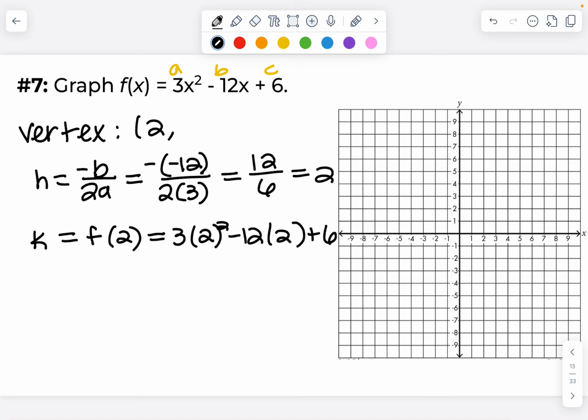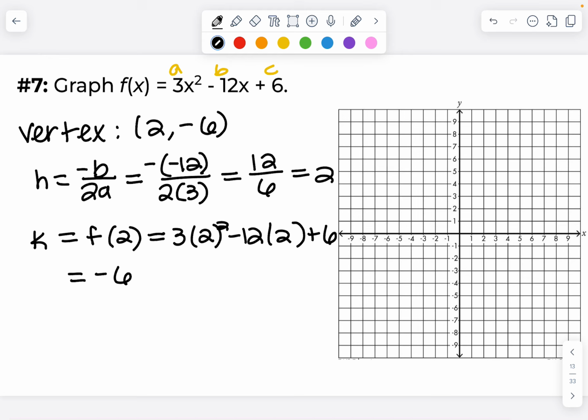Okay, and then I'm going to simplify. So I'm going to grab my calculator here. I've got 3 times 2 squared, minus 12 times 2 plus 6. And so when I simplify that down, I get negative 6 for my y value.